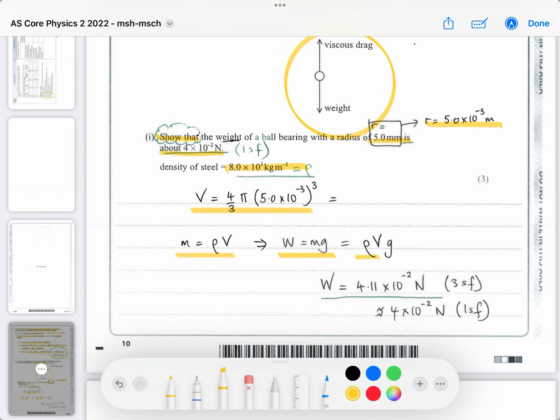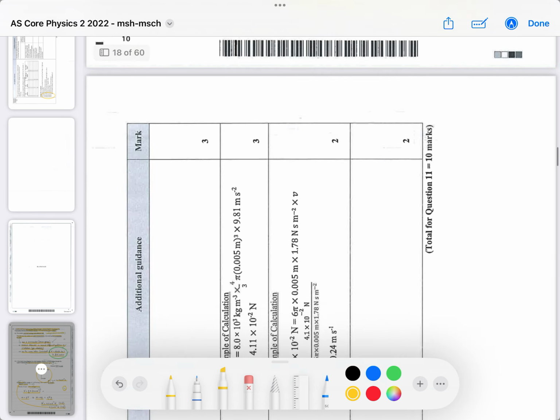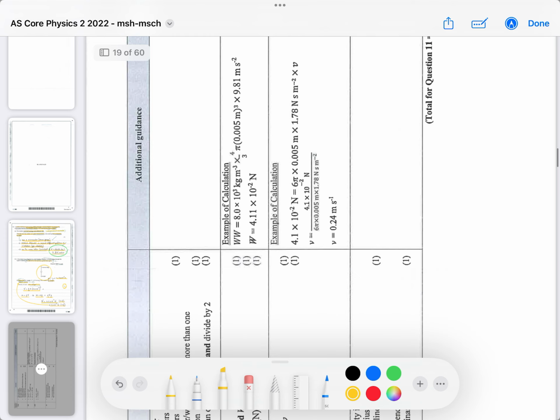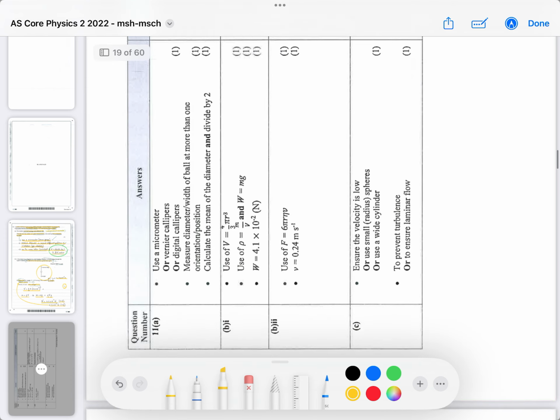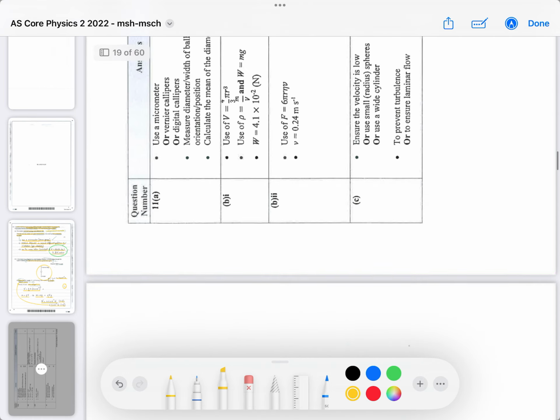So in short, it will be density times volume times gravity, and that gives you, according to the examiners, 4.11 to 3 significant figures times 10 to the minus 2, and you've got to round it to 1 significant figure to show that you have done your job, and that will get you the 3 marks. Okay? All right, so there, once again, there's their calculation. And there's the bullet points for what they give the marks for.